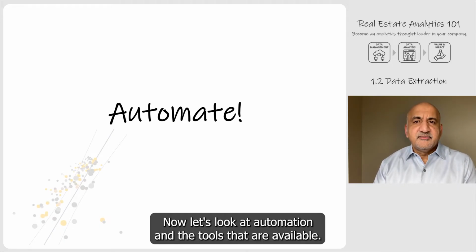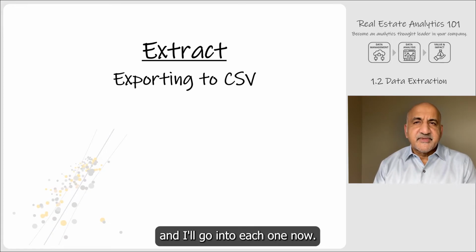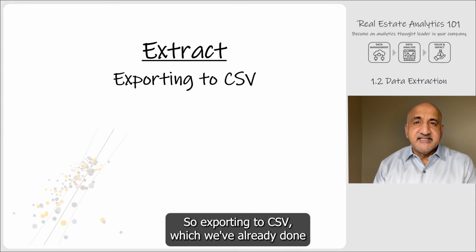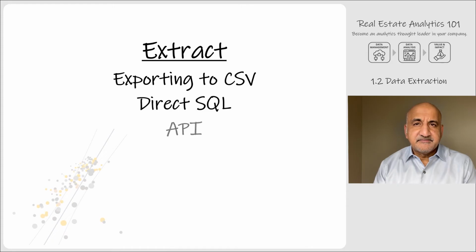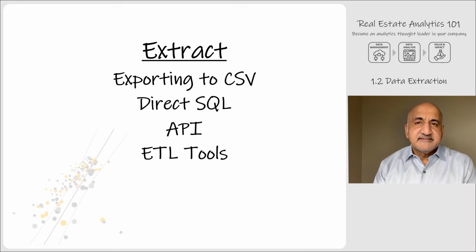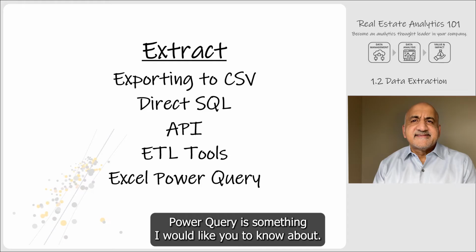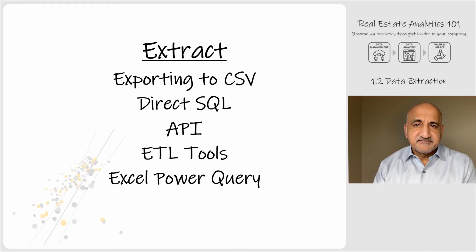Now let's look at automation and the tools that are available. So there are 5 methods for getting data out of the systems, and I'll go into each one now. So exporting to CSV, which we've already done, APIs, direct SQL queries, ETL tools, and finally, Excel Power Query. Power Query is something I would like you to know about.